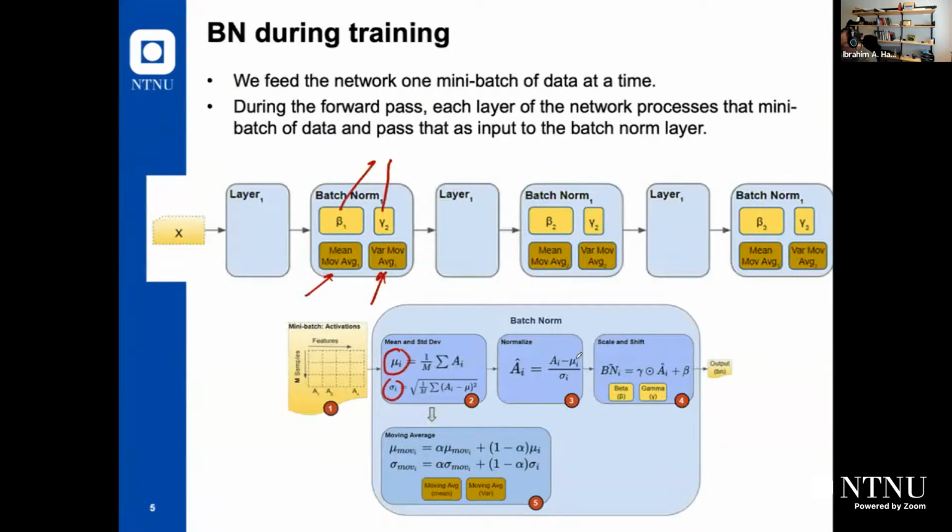We will do normalization. So for a feature a, for example, it will be input minus mu divided by standard deviation. And after that, we will do scaling and shifting. So the batch normalized output will be gamma multiplied by a plus beta. Gamma and beta are trainable parameters. So we will do this in the forward pass.